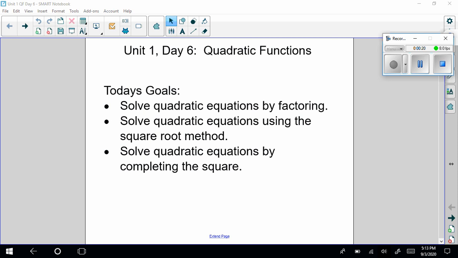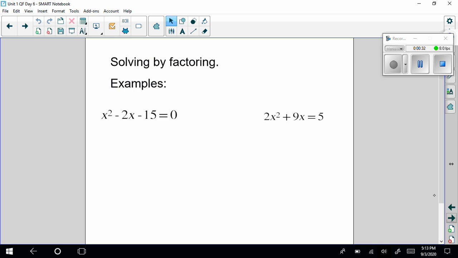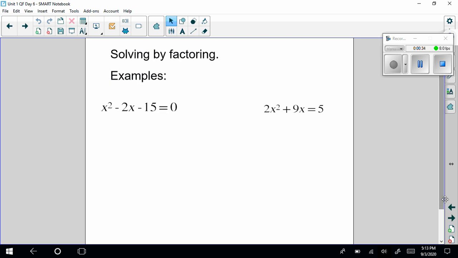And then tomorrow, or the next day we do Day 7 notes, I will show you one more method, and then basically you get your choice of how to solve. So it's important that you recognize the different forms.